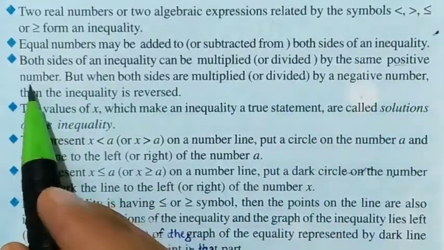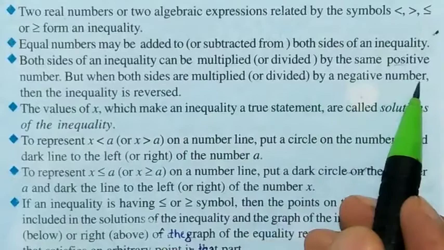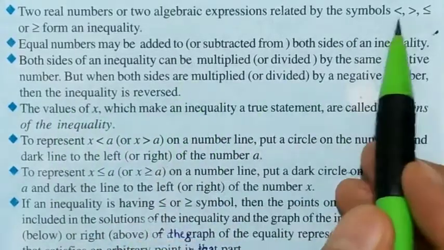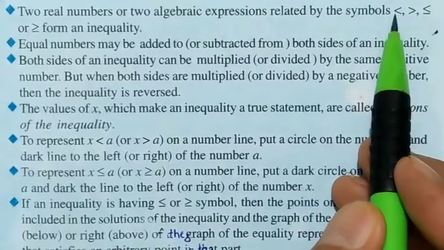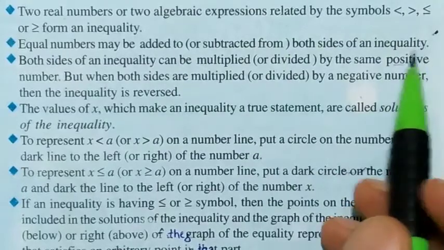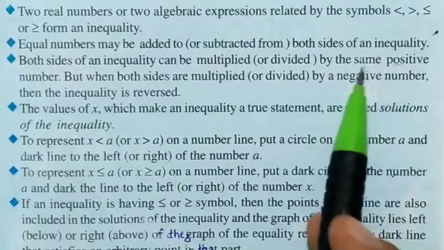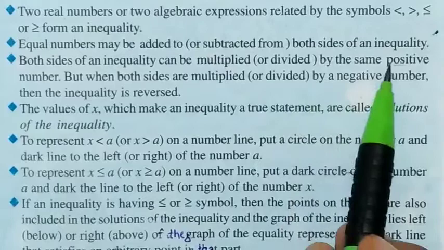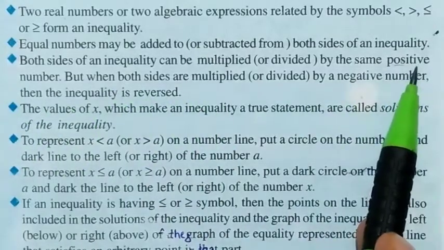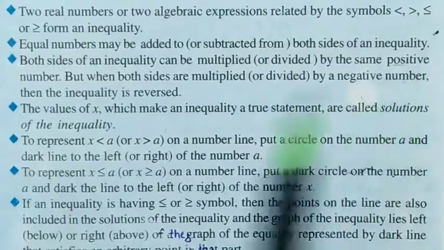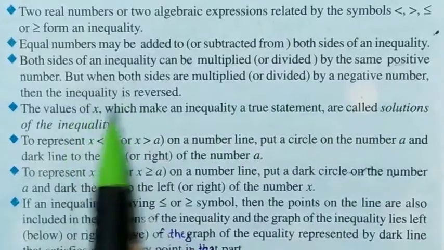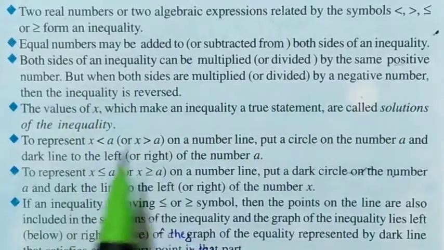If it is not positive, meaning if it is a negative number, then the inequality sign will be reversed, meaning it will be changed. If it is a greater than sign, it becomes a less than sign, or if it is a less than or equal to sign, it will become a greater than or equal to sign. So you can multiply or divide by the same positive number, and then no sign will be changed. But if you are dividing or multiplying both the sides by a negative number, then you have to change the inequality sign. Very important point for the exam.